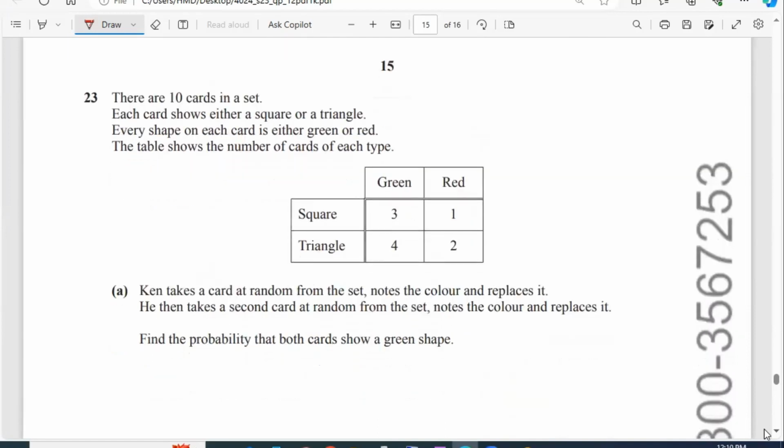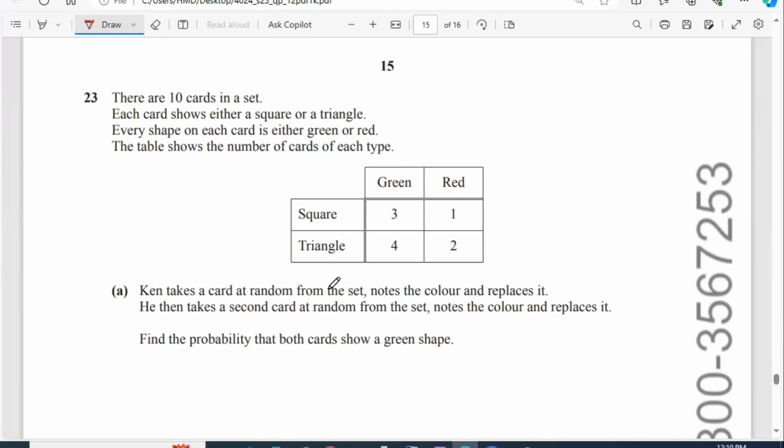Question number 23. This is a topic from probability. There are 10 cards in a set. Each card shows either a square or a triangle. Every shape on each card is either green or red. The table shows the number of cards of each type. So there is a table here: square, triangle, green, red.